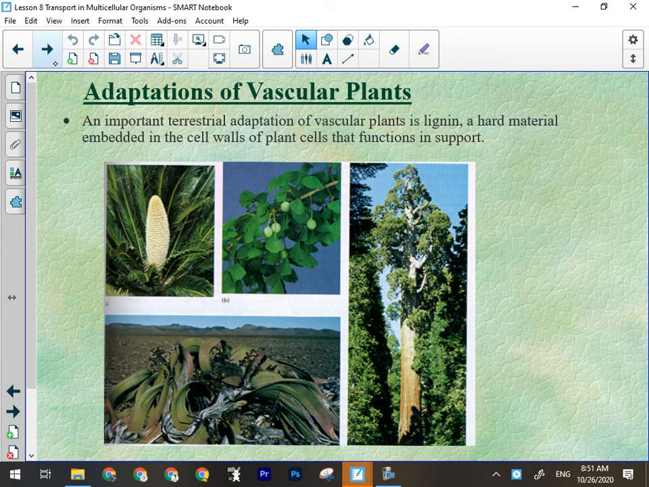But if they're a smaller house plant, then they don't have any of those hard trunk or branch-like pieces on them, and so they don't have a lot of lignin. They're going to rely mostly on just the cellulose fibers in the cell wall and the water vacuoles.